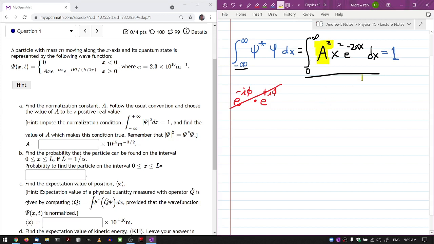For the evaluation of the integral, I won't do it by hand. I think it might be doable by hand. It is doable by hand. You use integration by parts, I think. I guess you could also do it by differentiating under the integral sign, but I'll save that for another question.